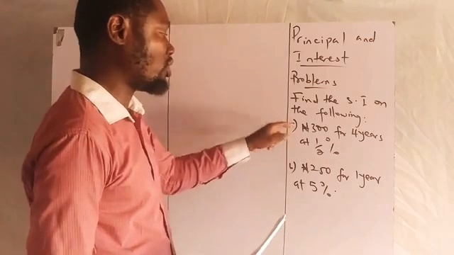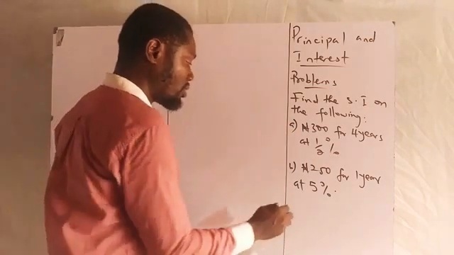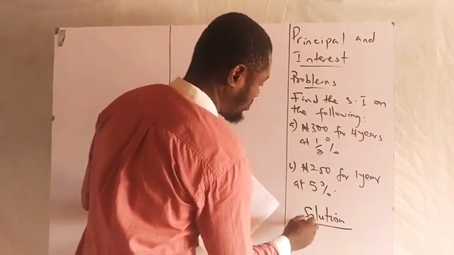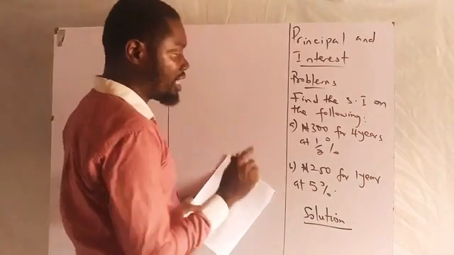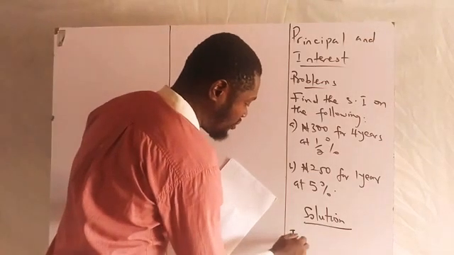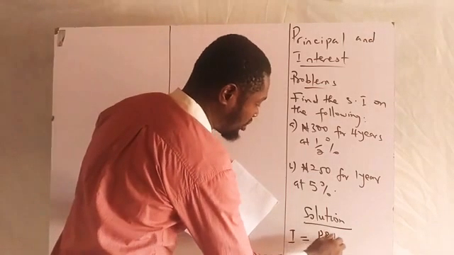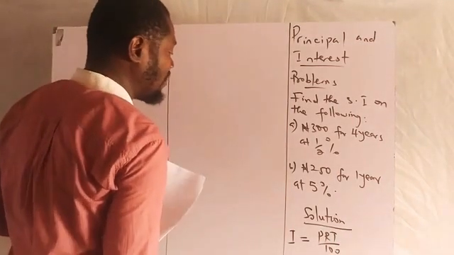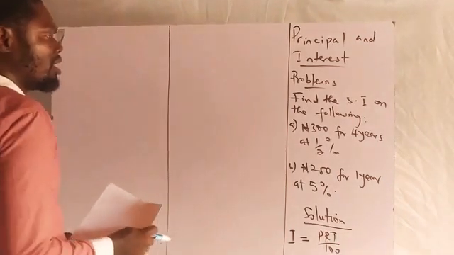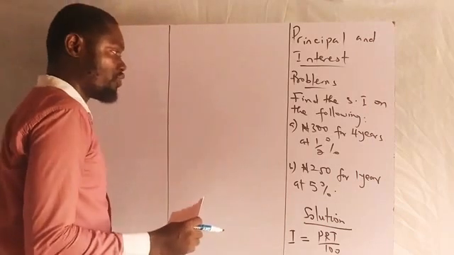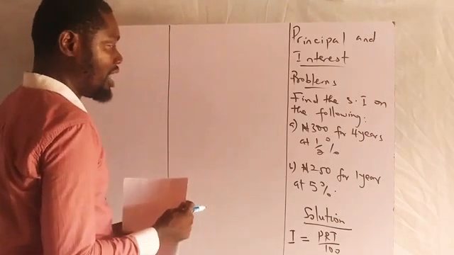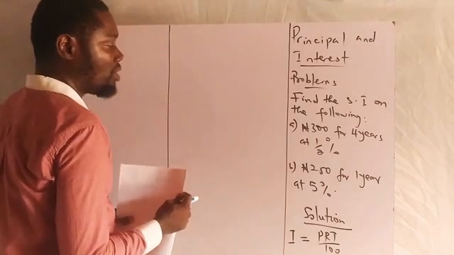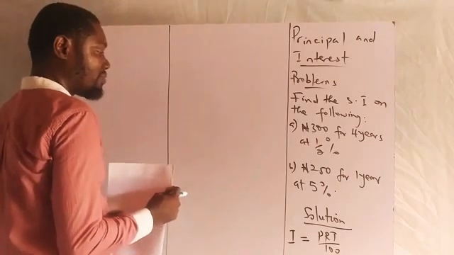I will start with the first question, number A. Solution. You will state the formula. Interest is equal to PRT all over 100. Try to figure out the values given to you. In that question, they gave us principal, which is 300. They gave us rate, which is 1/2%, and they gave us time, which is 4 years.